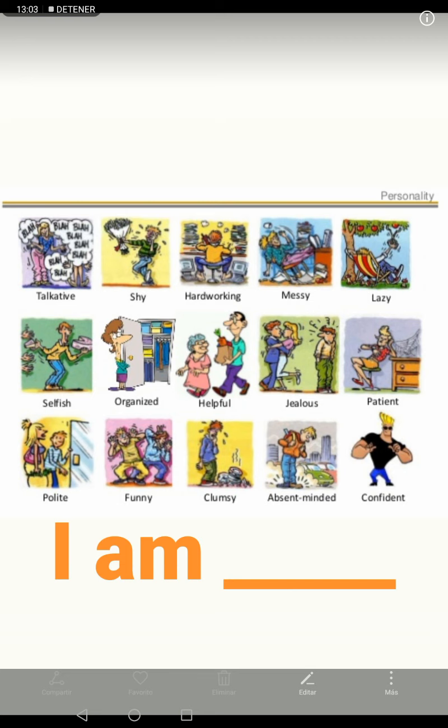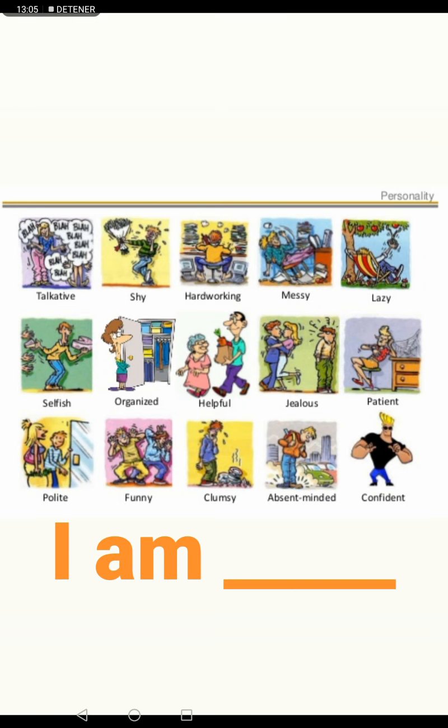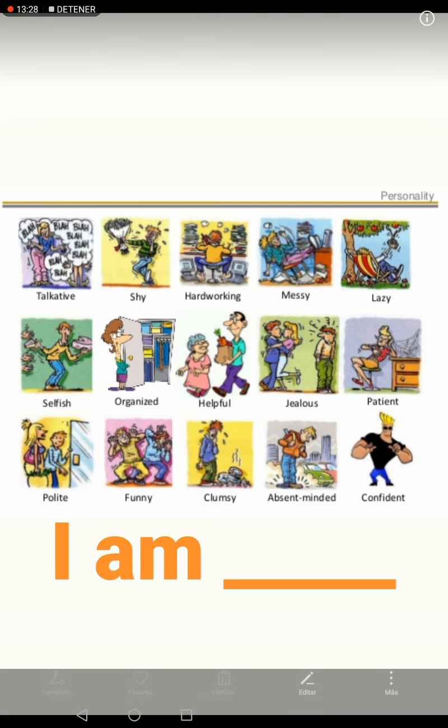So please stop the video, practice the adjectives, and try to use the phrase I am to describe yourself. If you consider yourself a selfish person, say I am a selfish person, or an organized person, I am organized. Helpful person, I am helpful, and so on.